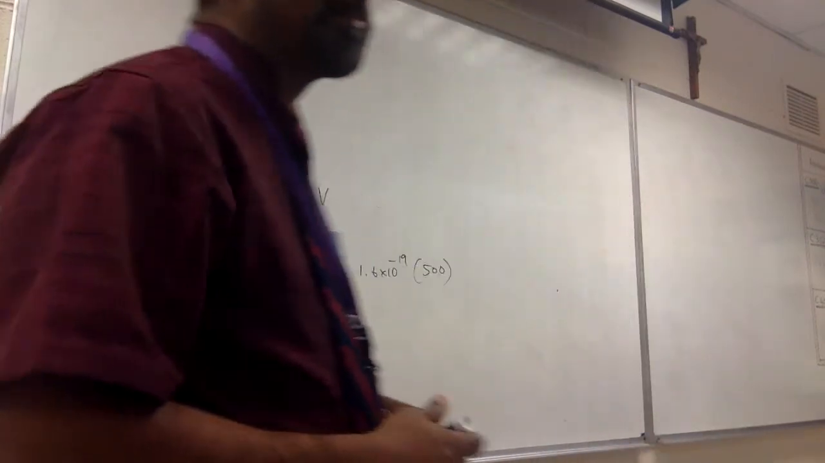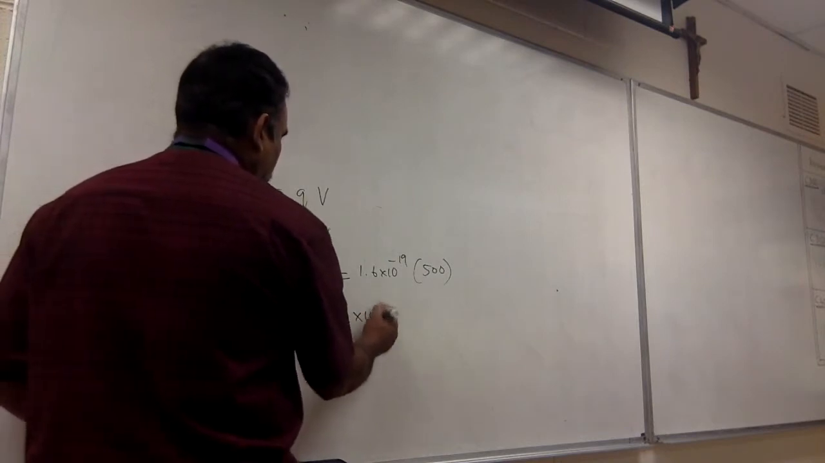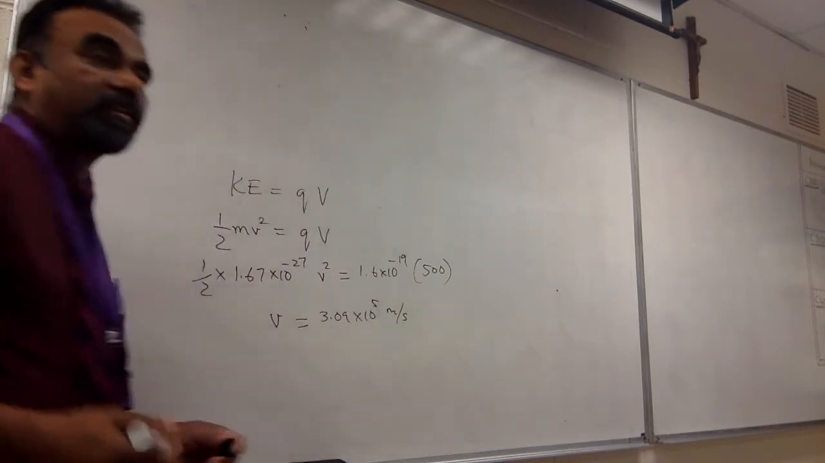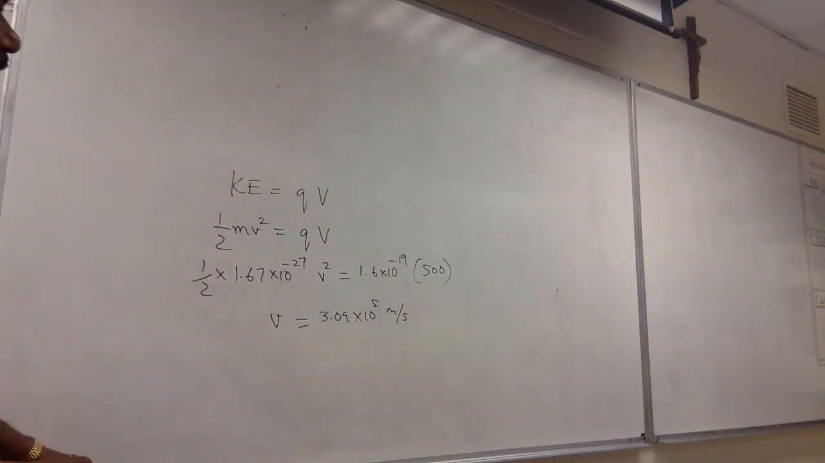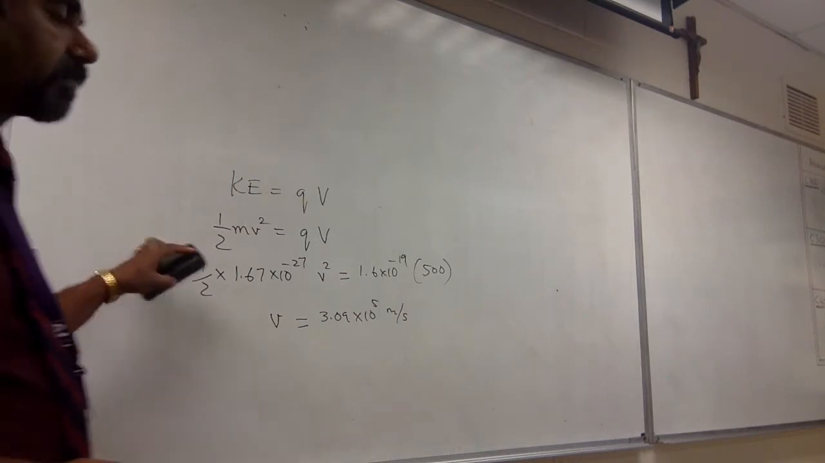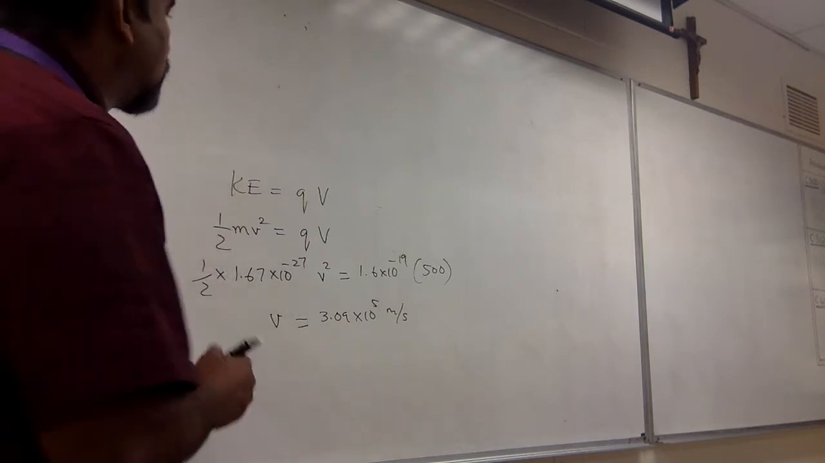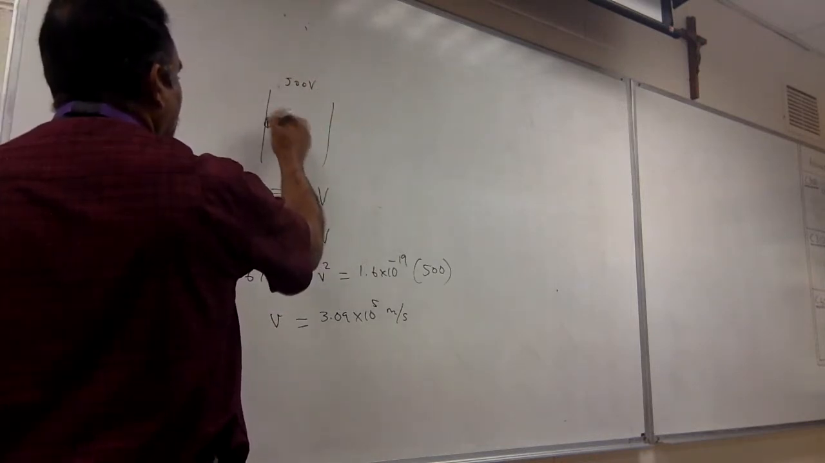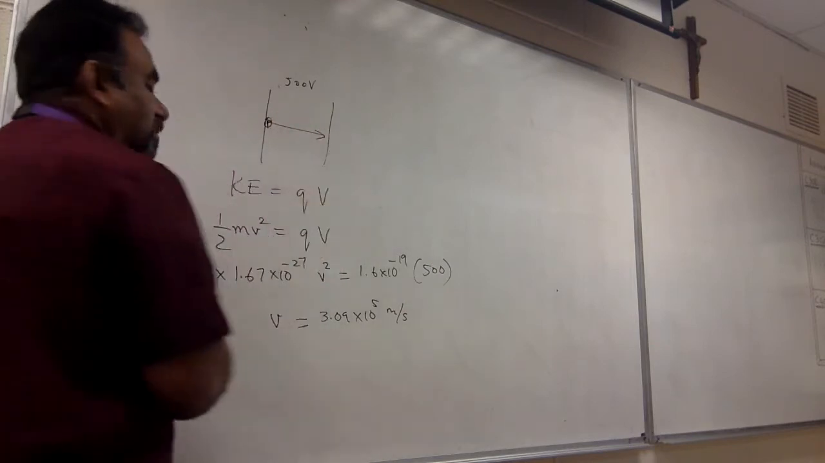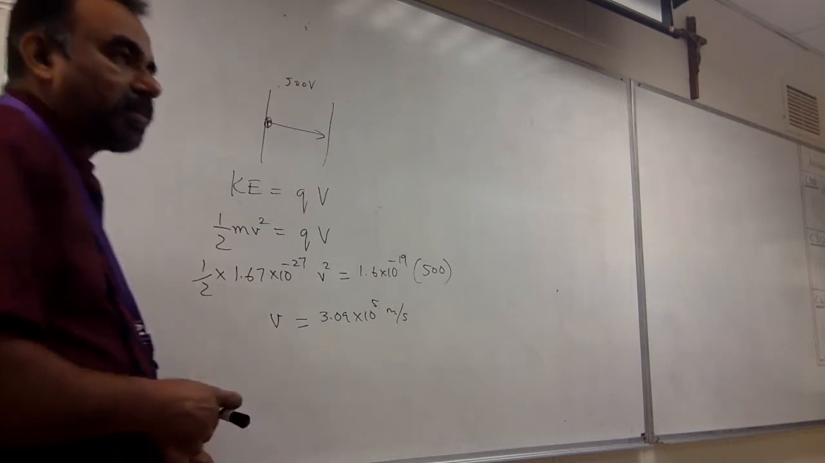How much? Yeah. 3.09 times 10 to the fifth. Are you all getting the same answers? Okay, then you should be right. So this question was asking if there is a potential difference of 500 volts and if you release a proton and if the proton accelerates, how fast will it be going by the time it crosses the 500 volts potential drop?